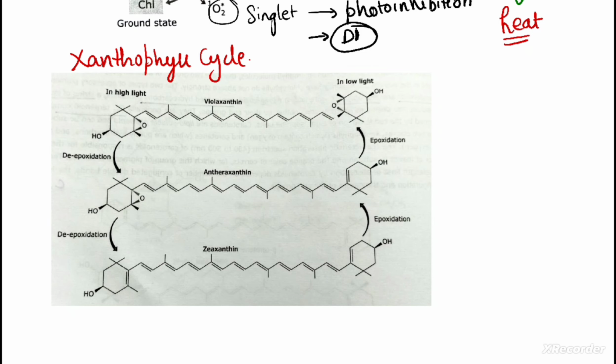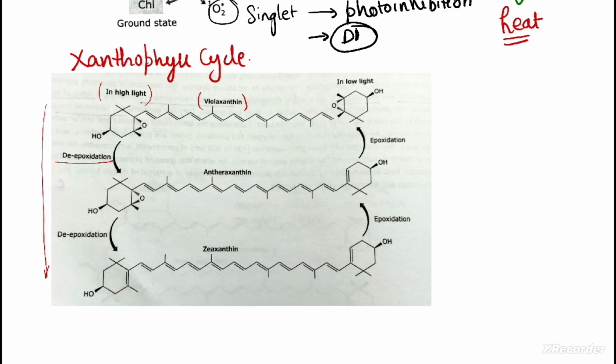Here we have something called violaxanthin. That violaxanthin is undergoing a process called de-epoxidation, and it is getting converted to antheraxanthin. Antheraxanthin is getting converted to zeaxanthin. Okay, so this is the process when there is high intensity light. So this is the conversion that will occur in one scenario.